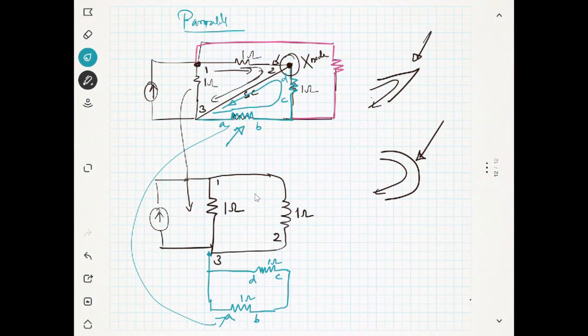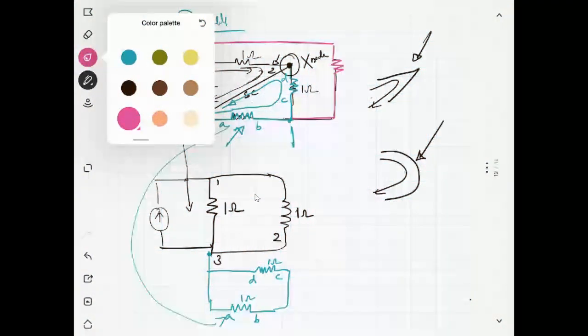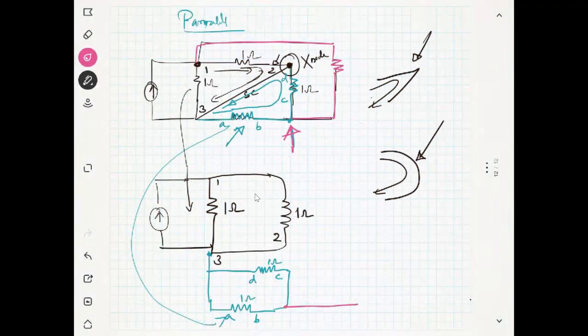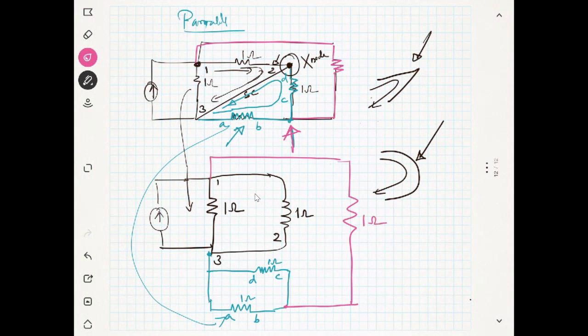Yes. And from B, this is my connection from B, and my connection here is going like this. This is 1 ohm. Now this is parallel. These two are parallel. The resistance is 0.5. That's why we got it like this.